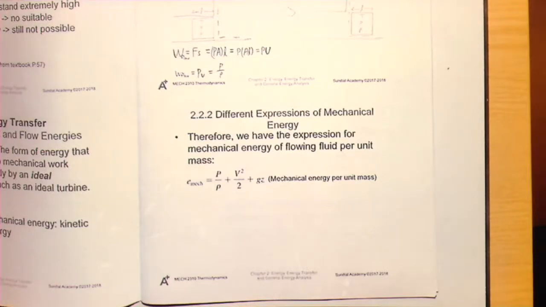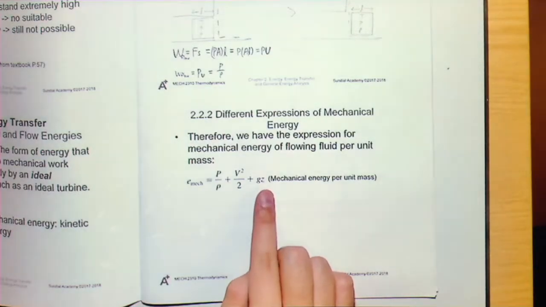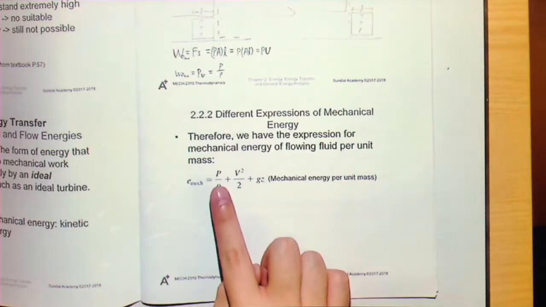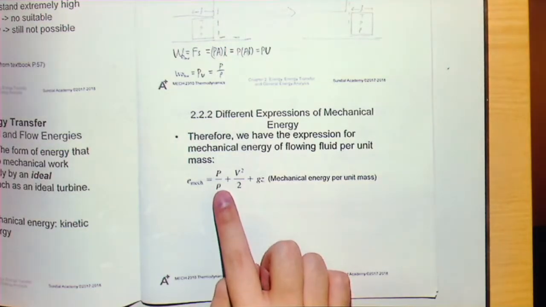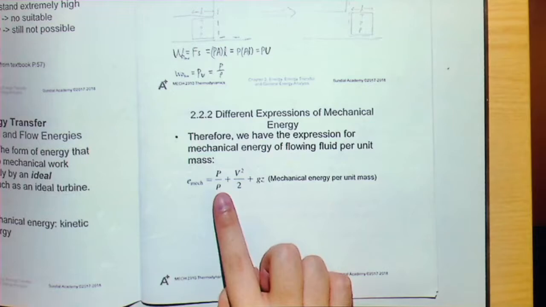E mechan equals P divided by rho plus V squared divided by 2 plus g times z. These two terms will be the KE per unit mass, this one is the PE per unit mass, and this one is the flow work. We need to include this term for flowing fluid only. If the fluid is non-flowing, for example in a closed system, then this term should not be included. I will explain it in more detail in chapter 4.